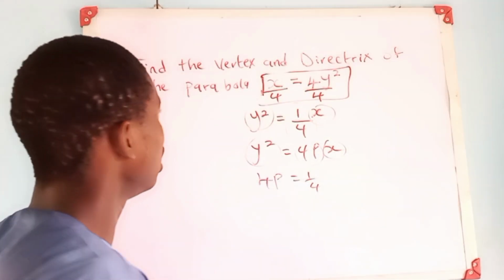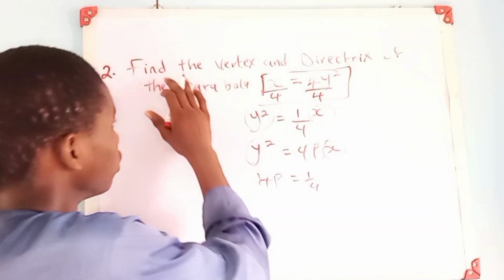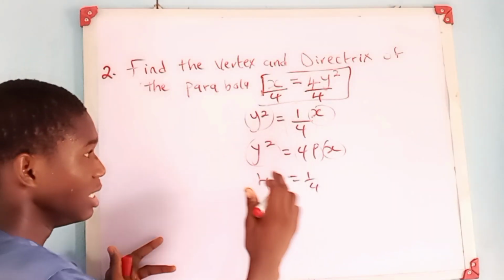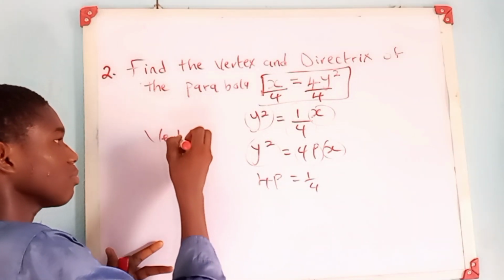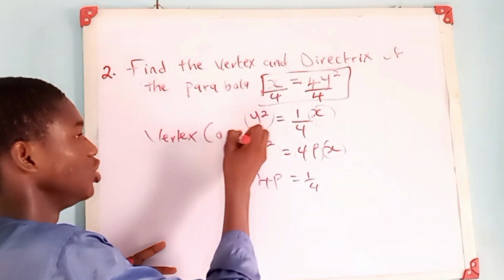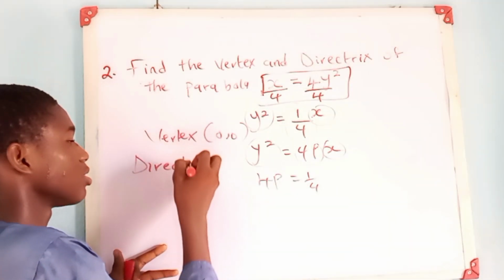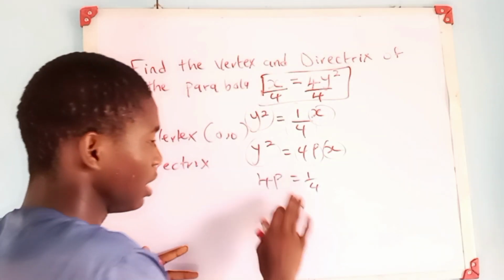You understand? So now, if you look at the question very well now, the solution should find the vertex and the directrix. And like I said, whenever you see an equation like this, it simply means the vertex is at the origin. 0 and 0. So now what we are looking for mainly is our directrix. So now, let's continue solving.